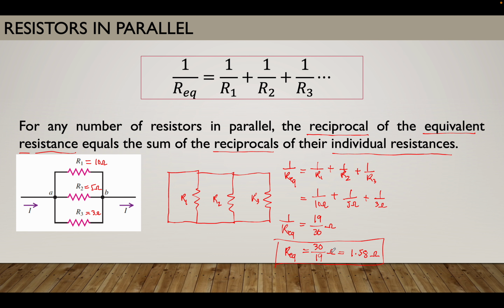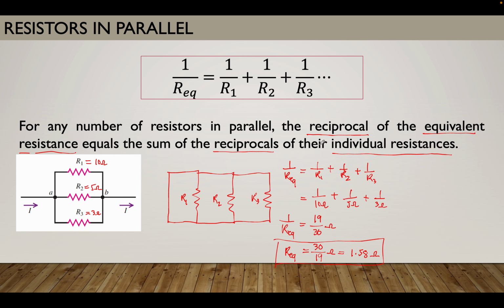Okay, so that is for the resistors in parallel. Again, a recap: for series, we just need to sum up all of the individual resistances. But for resistors in parallel, the reciprocal of the equivalent resistance, or 1 over R equivalent, is equal to the sum of the reciprocals of the individual resistances.